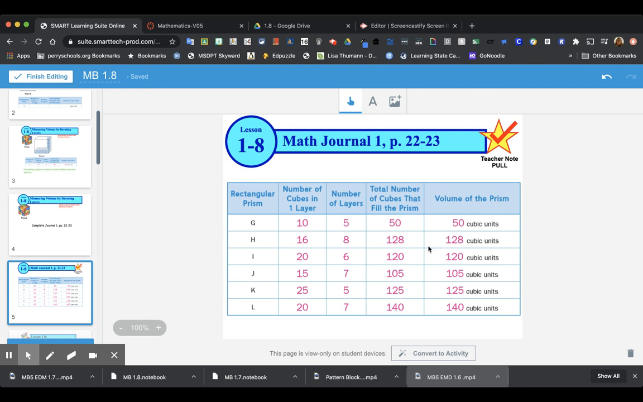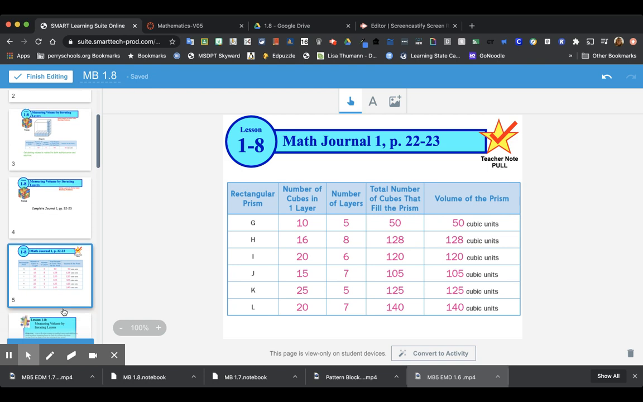If you had trouble with any of these, you can send me a message about which prism you are questioning, and we can go over those together. I would also like you to check out the Khan Academy videos and practice that I have linked in this lesson and in previous lessons to build on today's knowledge.